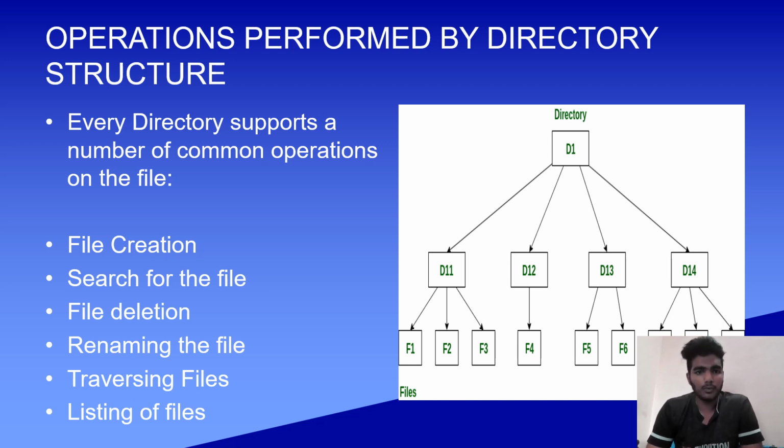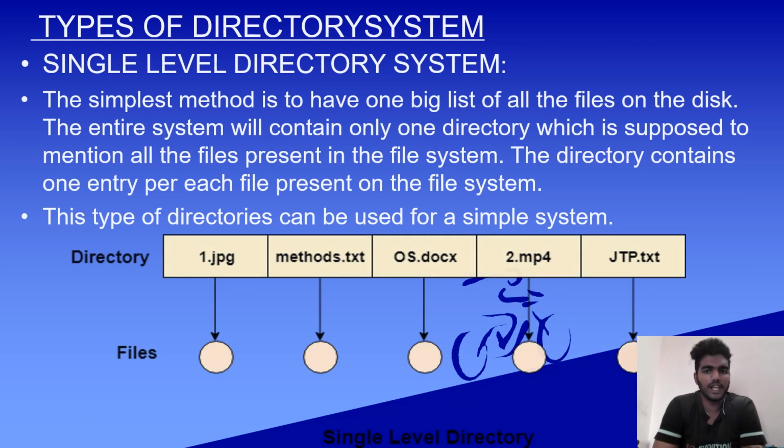So let's start with the types of directory systems. Single level directory system. The simplest method is to have one big list of all the files on the disk. The entire system will contain only one directory, which mentions all files present in the file system. The directory contains one entry for each file present in the file system. So it is as simple as that.